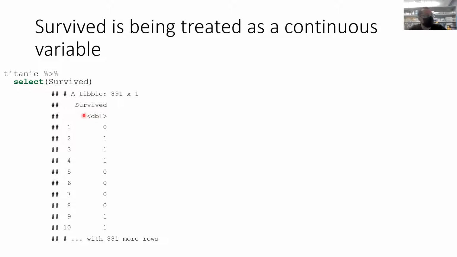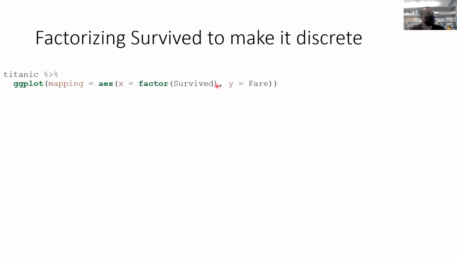And you'll see that here, when you look at just the survived column, we see that it's a double, which is a decimal number, so not an integer number. So this is continuous. So we don't want that. We want this to be discrete, because it's either 0 or 1. You can't half survive. So what do we do? We turn survived into a factor.